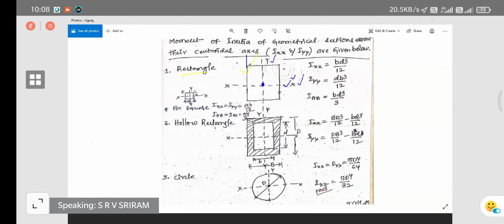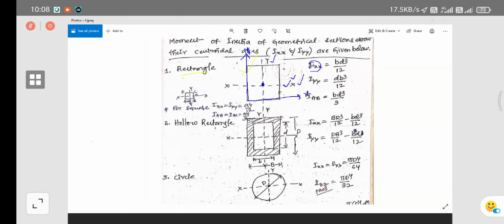If you go for placing your rectangular object on the xy plane, this is my y axis and this is my x axis. So xy is a plane. Now Ix is the moment of inertia.